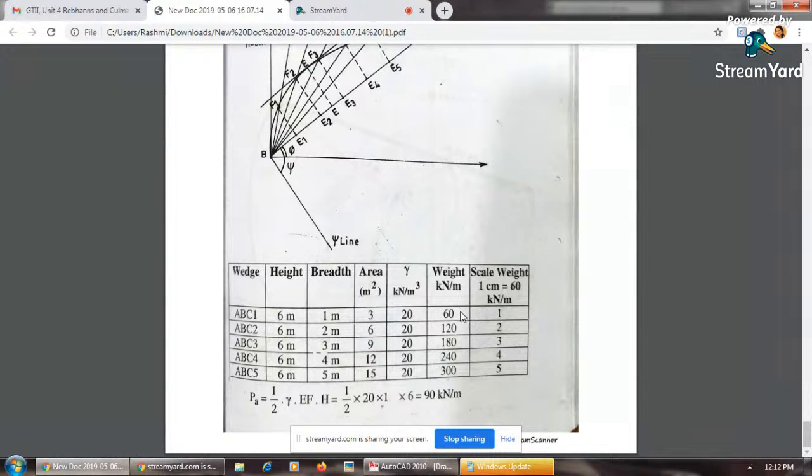Then you have to calculate weight. Weight you calculate by area into gamma. So 3 into 20 you will get 60. Now scale. So here we are taking scale 1 centimeter equals to 60 kilonewton per meter. So 60 upon 60 that will be 1. 120 upon 60 it will be 2. 180 upon 60 it will be 3. 240 upon 60 equals to 4 and 300 upon 60 equals to 5.